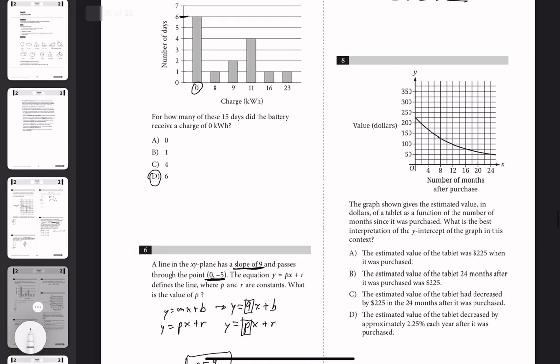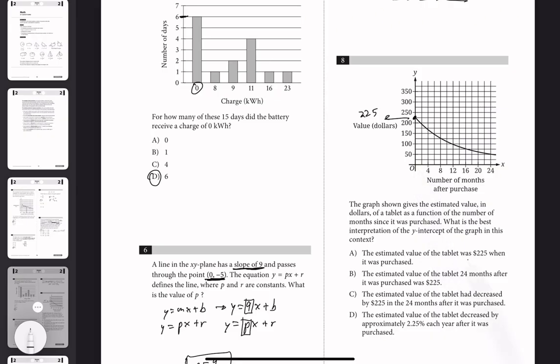Okay, now we have a graph. The graph shown gives the estimated value in dollars of a tablet as a function of the number of months since it was purchased. What is the best interpretation of the y-intercept of the graph in this context? Okay, let's first look at what the y-intercept is. It has a value of 225, and this is the value in dollars, the cost of the tablet when it was purchased, so 0 months after purchase.